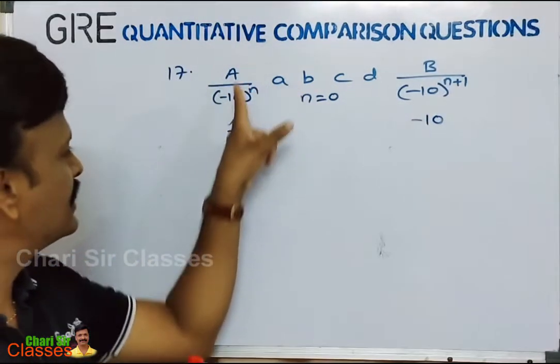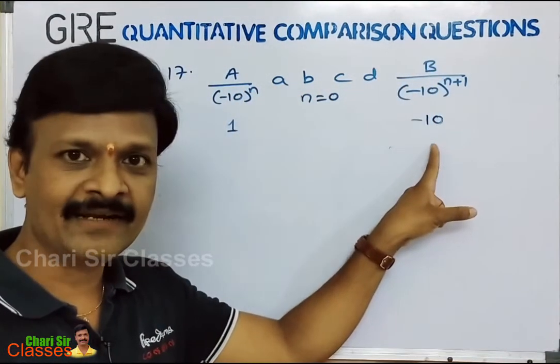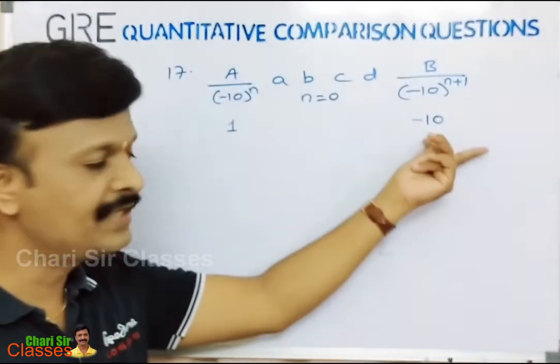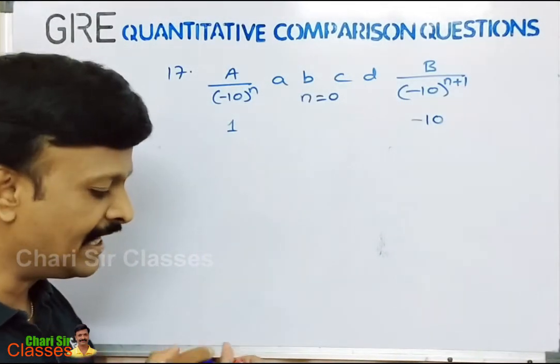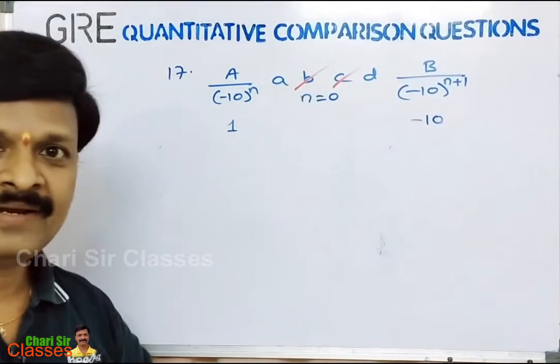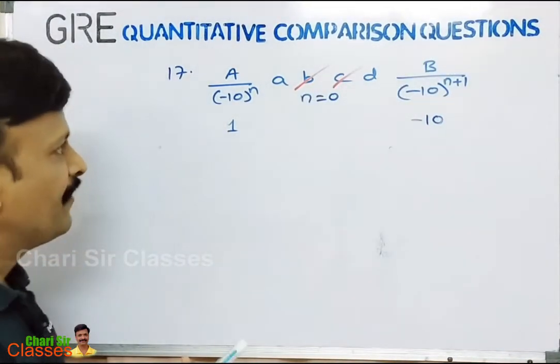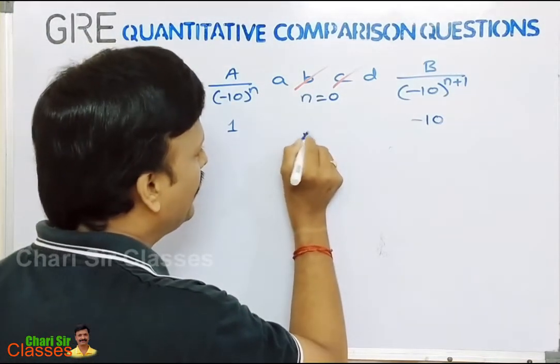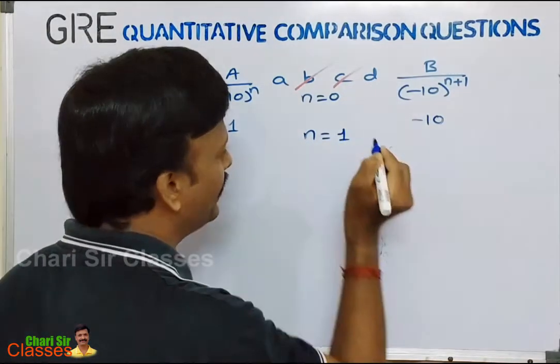Now compare the quantities. Quantity A is 1, quantity B is minus 10. Quantity A is positive, quantity B is negative. Definitely quantity A is greater. When A is greater, you can eliminate B and also you can eliminate C. Now one more value we'll try. n is equal to suppose 1.